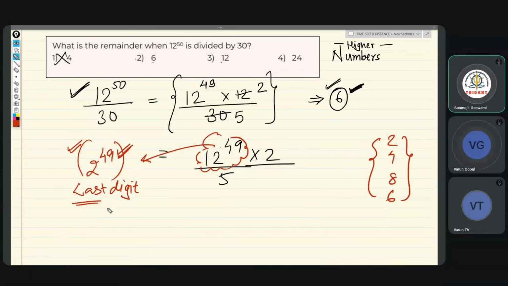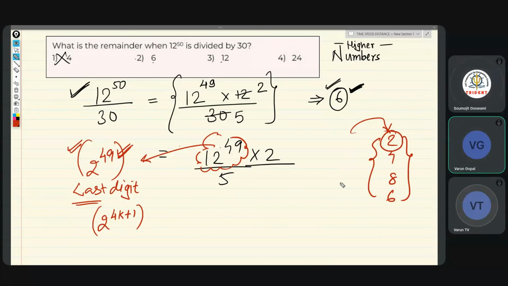What is this number, 2 raised to the power 49? So this is going to be 2 raised to the power 4k plus 1. So what is going to be my last digit? 4k is this one. Remember, 4k plus 4. So 4k plus 1, 49. The last digit has to be what? Quickly. 2. So the last digit is coming out as 2.